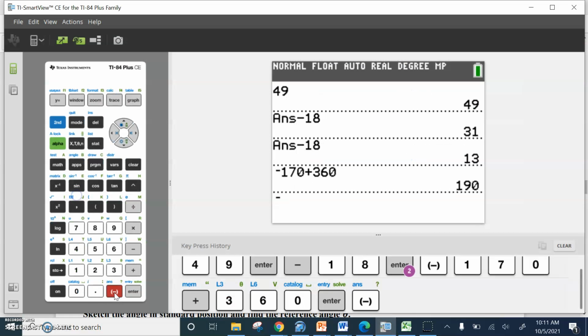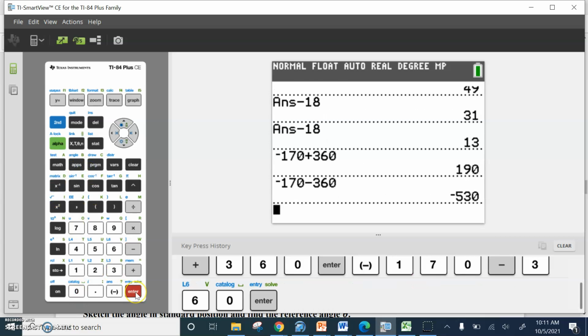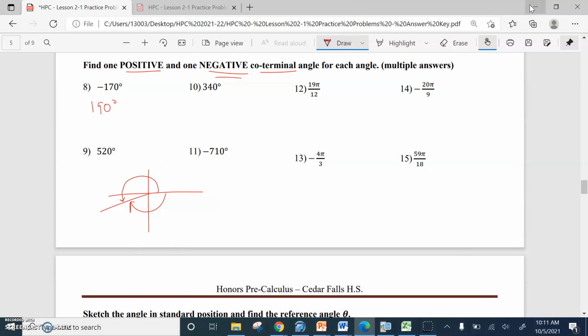We take negative 170 and we subtract 360 degrees. We get negative 530. That's as simple as the question is. Okay, there are multiple answers. Like if I were to take 190 plus 360, I'd get another coterminal positive angle.